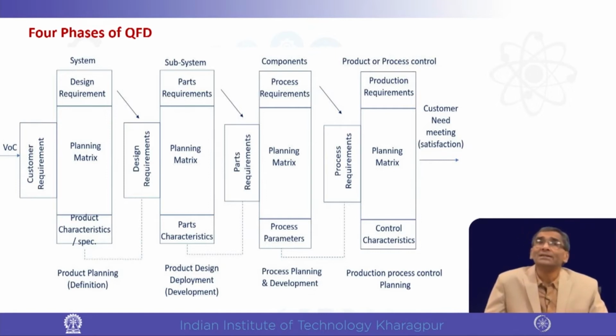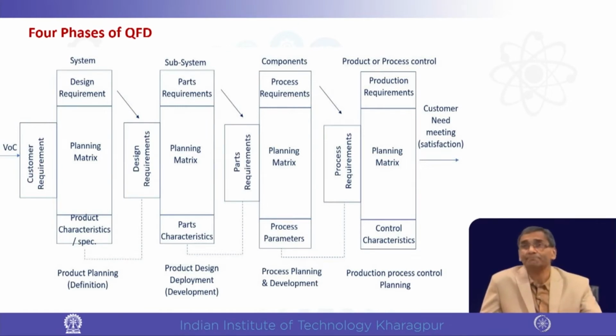So, here from the left hand side you see VOC, the voice of the customer, and on the right hand side the output is the satisfaction of the customer. So, from the voice it has ultimately been translated into satisfaction through these 4 intermediate stages or phases.